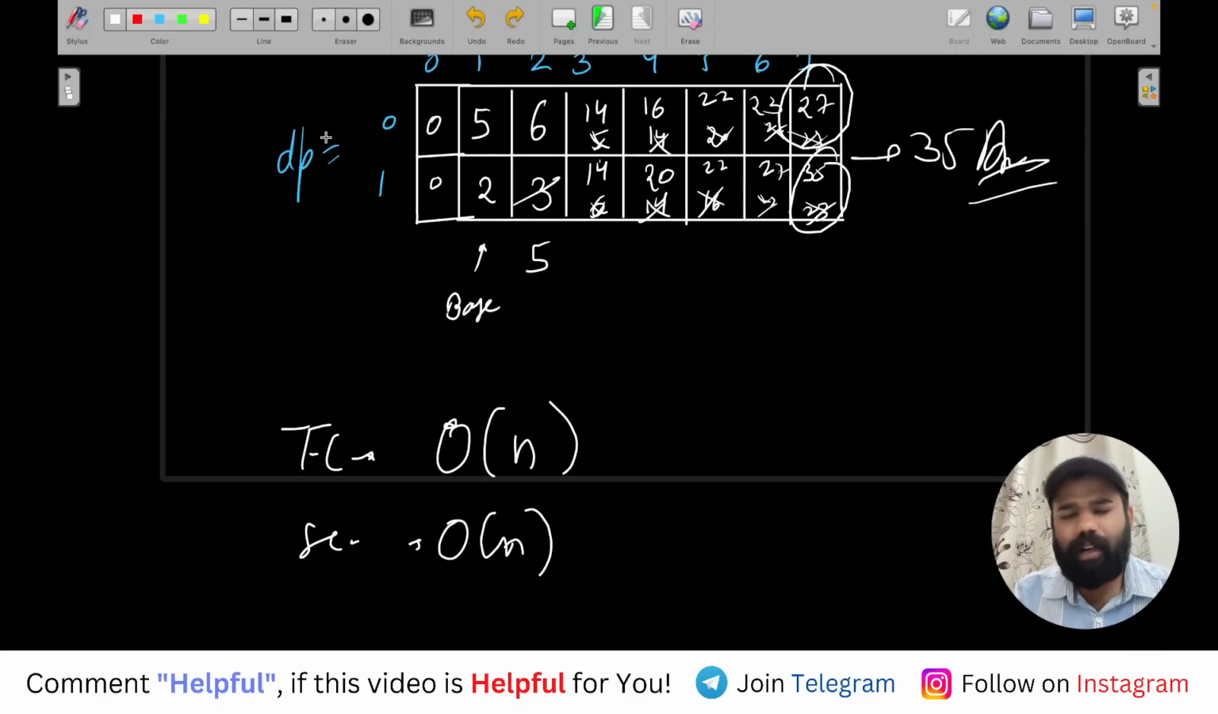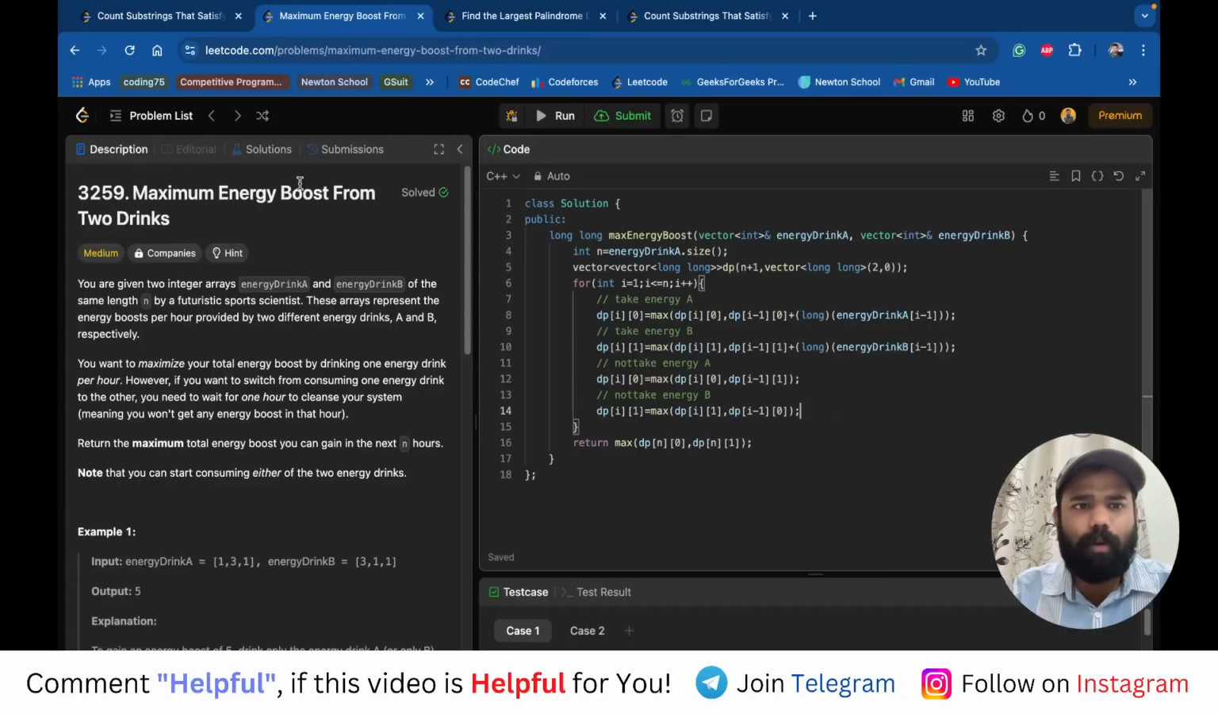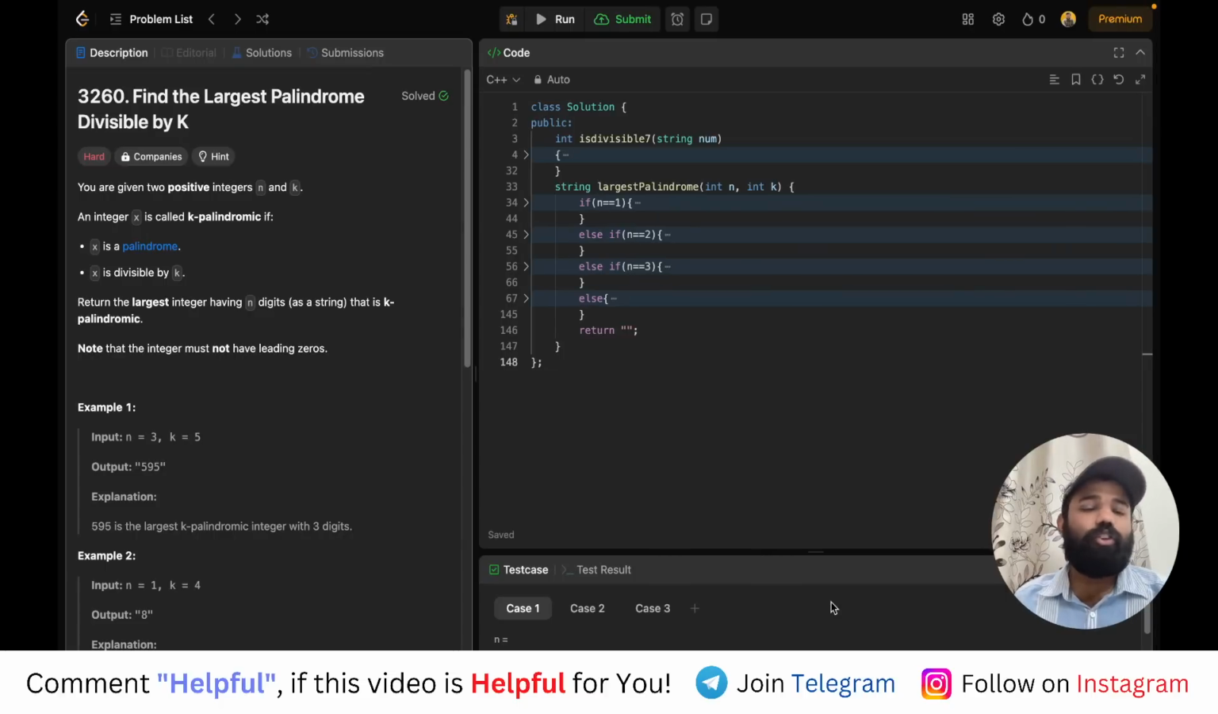Okay, amazing, amazing. So guys, this is what the first two problems were. I hope that they've got the understanding of this with these first two problems. Now let's move to the next problem. So now let's discuss about this third problem, which is find the largest palindrome divisible by k.